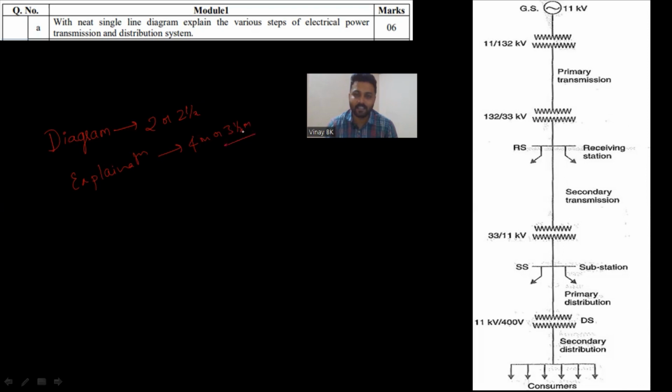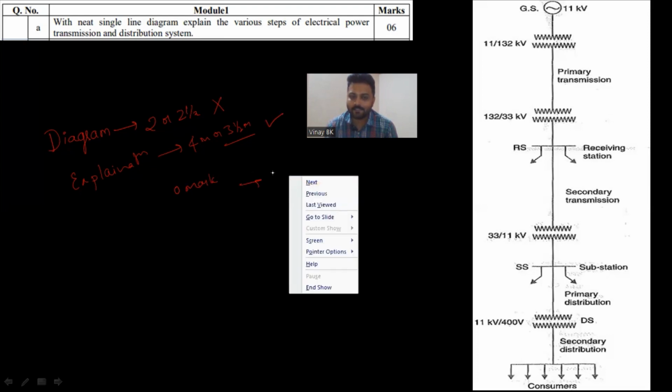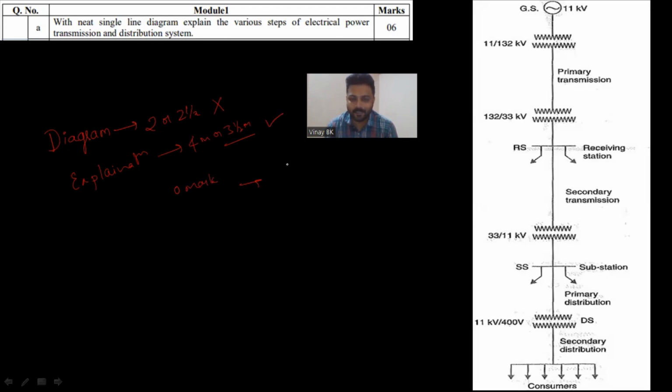So likewise, they will contribute the marks. You should also be very careful: if the diagram is wrong and the explanation is right, you'll get 0 marks. So you need to draw a right and neat single line diagram. If you miss any one component, you'll get 0 marks. Without wasting time, now you can see the single line diagram.